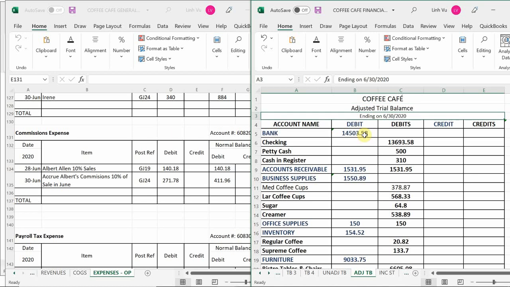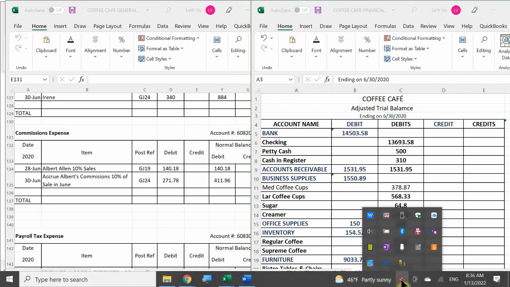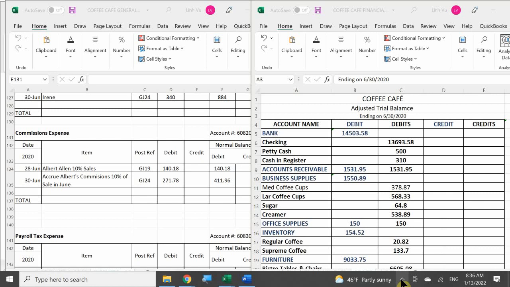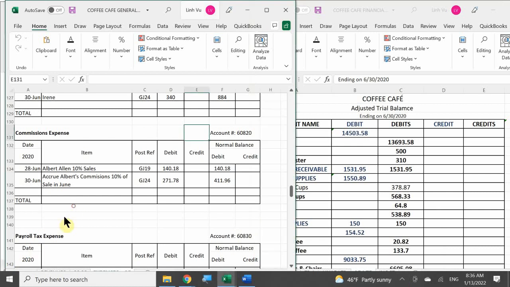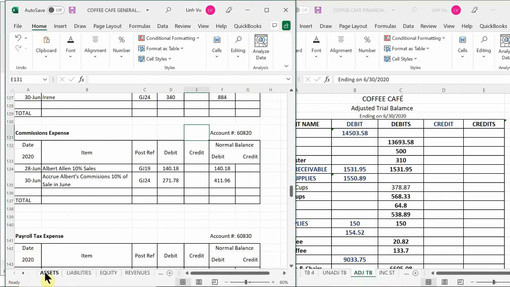Now again, we want to keep our main accounts intact. But what we're going to do here is add in all the extra sub accounts that we just added, so the additional adjustments, and keep it summed up in our main accounts. So when we do our financial statements, it's much easier and everything's concise. So let's get started with our assets over here and go through every single one.